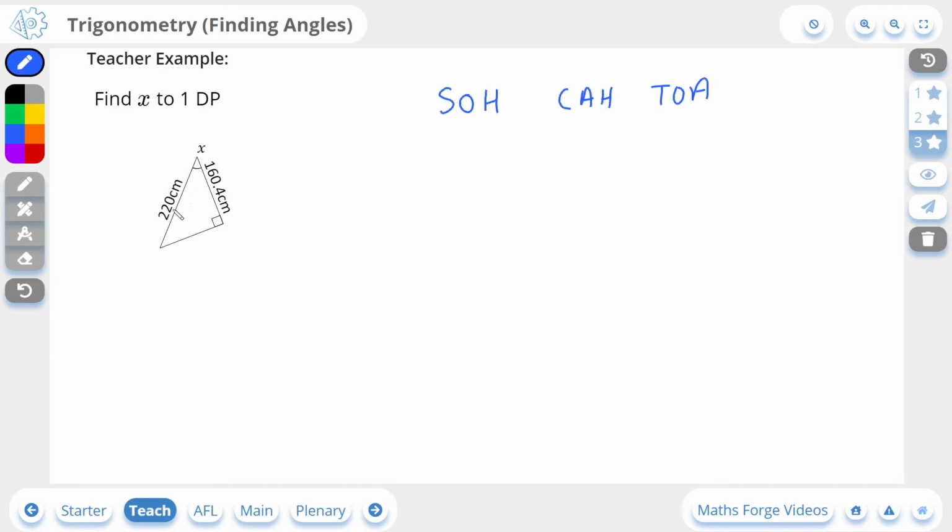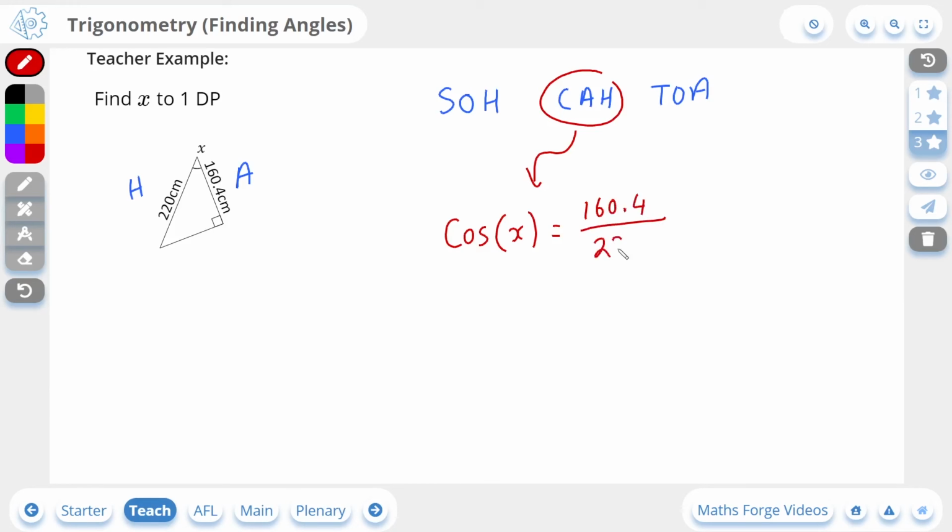The longest side in the right angle triangle is the side opposite the right angle, so it's this 220 here. And I'm just going to call it h for the hypotenuse. And the remaining side is known as the adjacent, so I'm just going to call it a. So we're dealing with h and a. Which trigonometric function has h and a? This is CAH, cos. So this is the trigonometric function we're going to be using. So now we can set up an equation. Cos of the angle that we're dealing with, which has been labeled as x, is equal to a over h. So the adjacent side in this case is 160.4 over h, which is in this case 220.